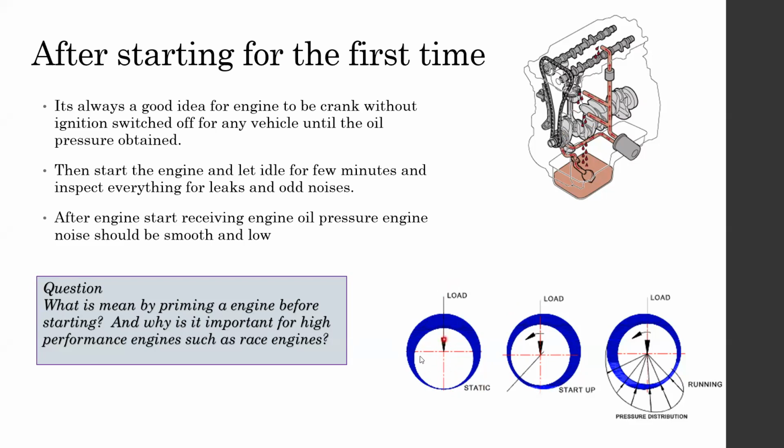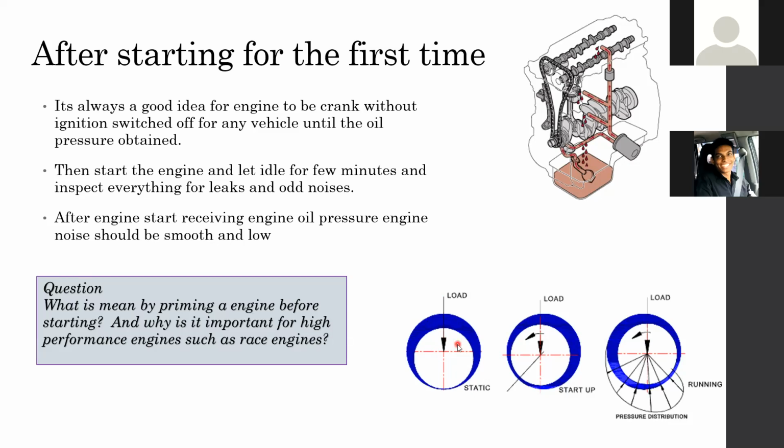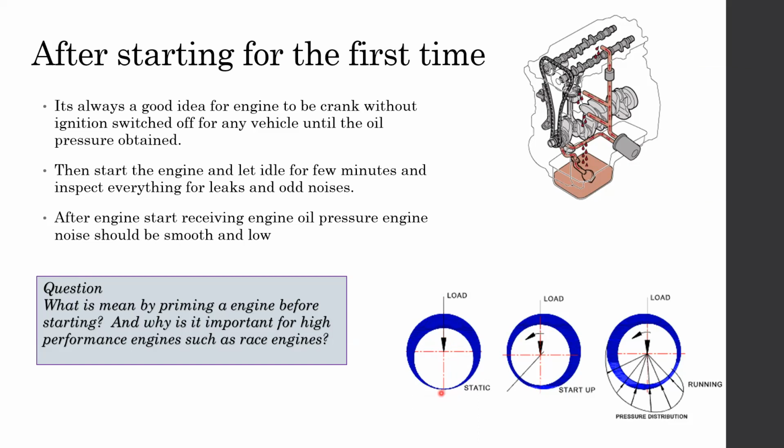In the static situation, as you can see in the first image, this is your crankshaft, this is your journal, right? When the engine is not running, the crankshaft is sitting on top of the journal. So there's no oil in between the crankshaft and the journal. But when we rotate it, the fluid starts to go in.